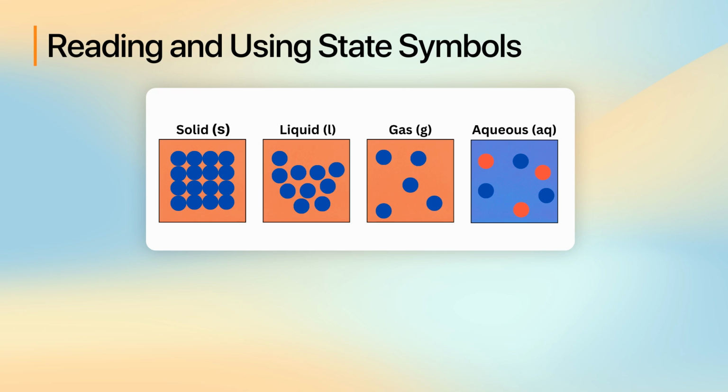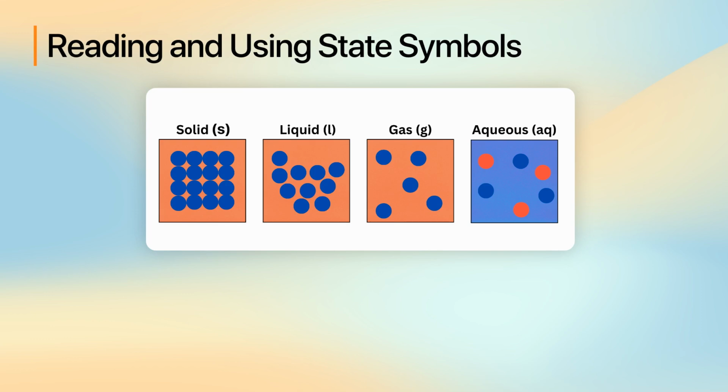We began by revisiting the three states of matter: solids, liquids, and gases, and introduced an additional state, aqueous, which means dissolved in water. We then examined the state symbols: S for solid, L for liquid, G for gas, and AQ for aqueous, discussing how they provide essential information about the physical states of reactants and products in chemical reactions.